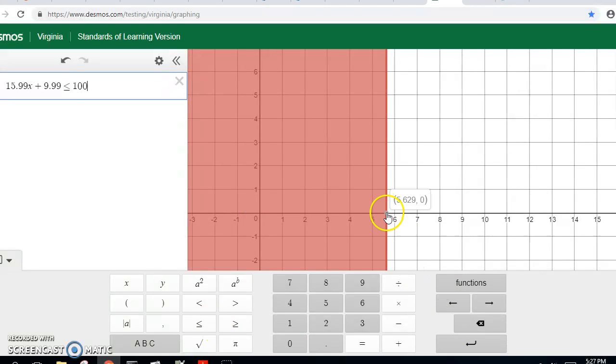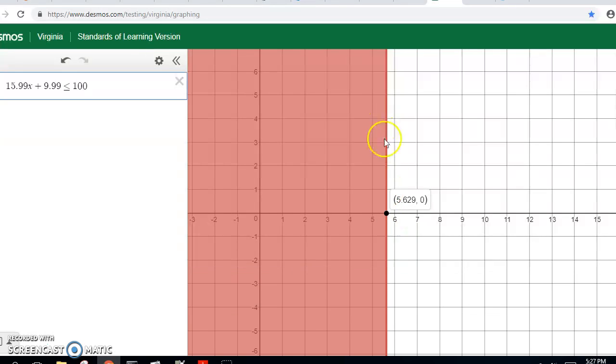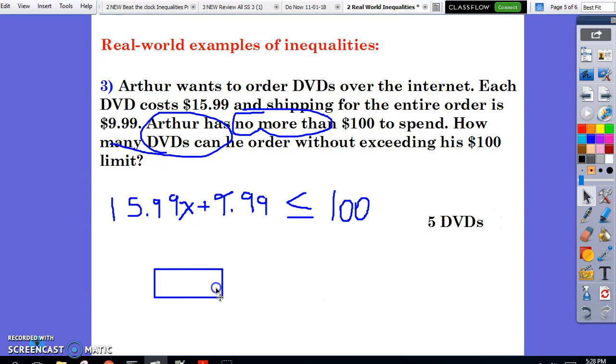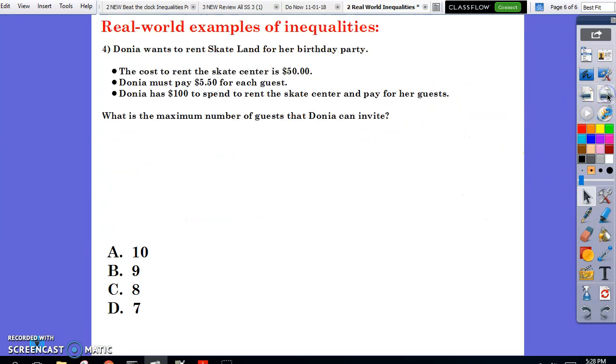And so I see right here where my vertical line intersects the x-axis, 5.629. Now we cannot order 0.629 of a DVD, and so I use the whole number before this red line. So we will order 5 DVDs. And so our answer is 5 DVDs. Let's look at our next and last problem.